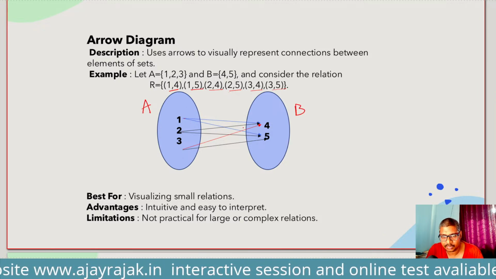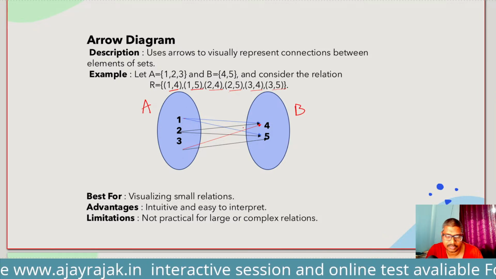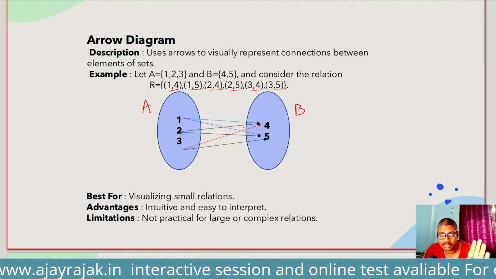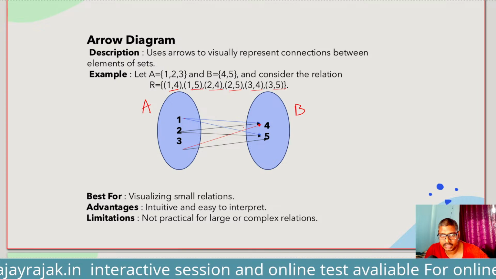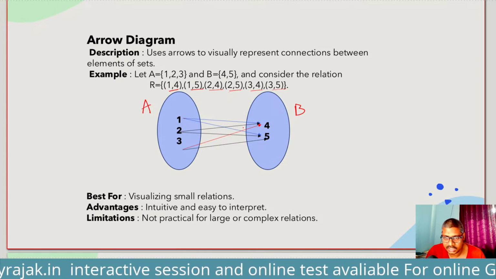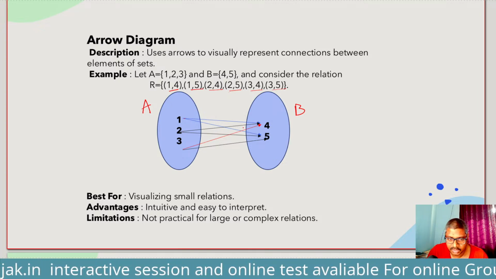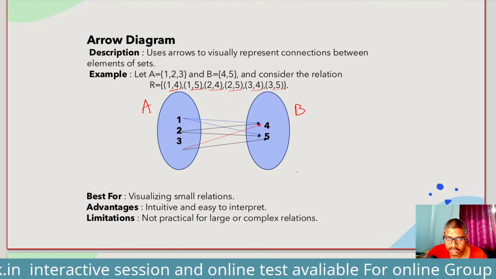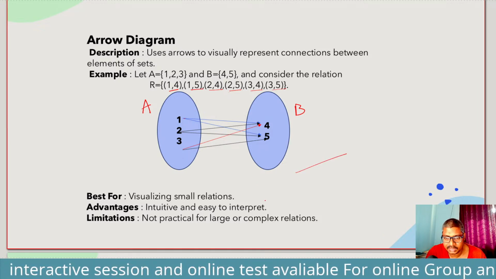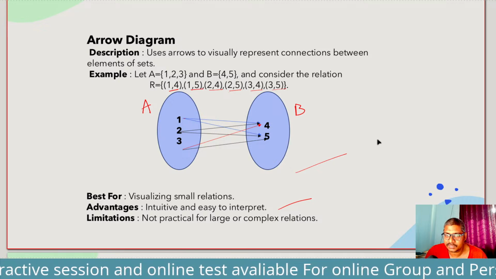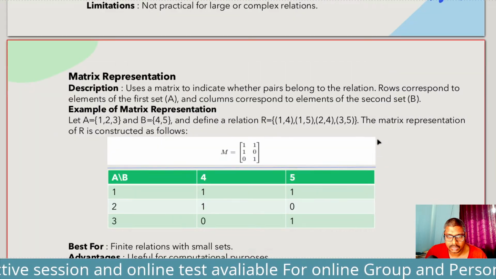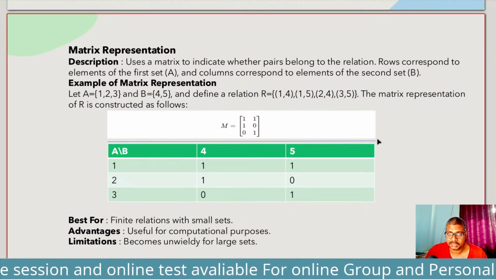In an oval shape you can take, even a rectangular shape you can take, and we will write the sets A and B, and then with the help of an arrow, we can show which one is satisfying which relation, what is their outcome. So visualization of the relation can be better in this. It is intuitive and easy to interpret, but for larger and complex relations we cannot show it. Then there come the matrix representations.